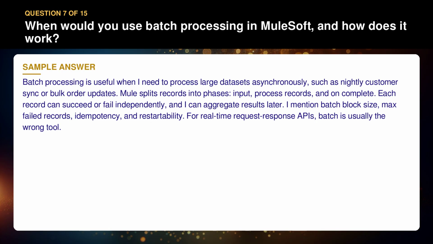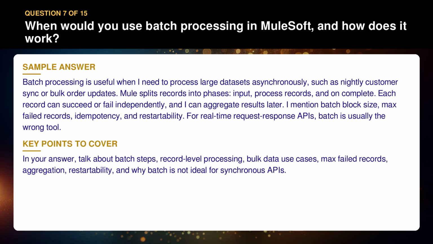I mentioned batch block size, max failed records, idempotency, and restartability. For real-time request-response APIs, batch is usually the wrong tool. In your answer, talk about batch steps: record-level processing, bulk data use cases, max failed records, aggregation, restartability, and why batch is not ideal for synchronous APIs.